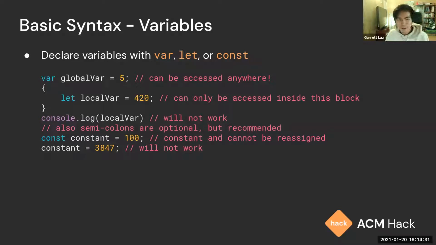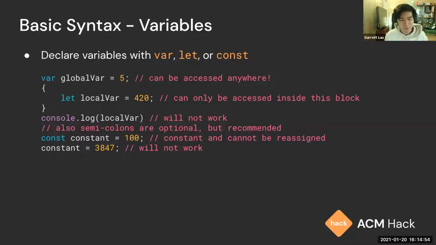So var declares a global variable that can be accessed anywhere. And this is not really that good because if you declare a variable inside of a function, you expect to not be able to use it outside of the function. But JavaScript doesn't guarantee that. You can use this variable anywhere you want.